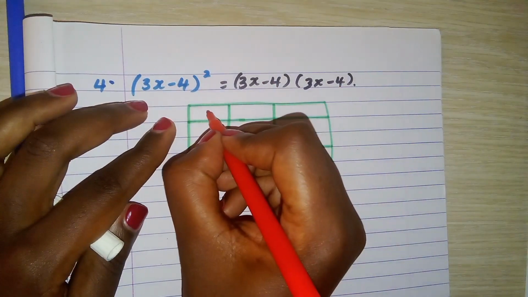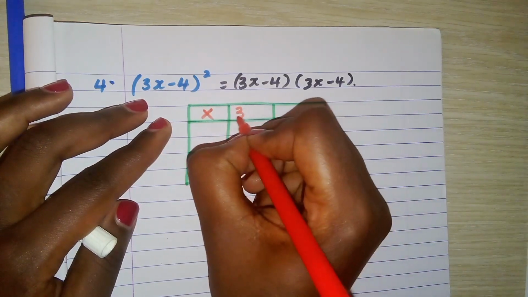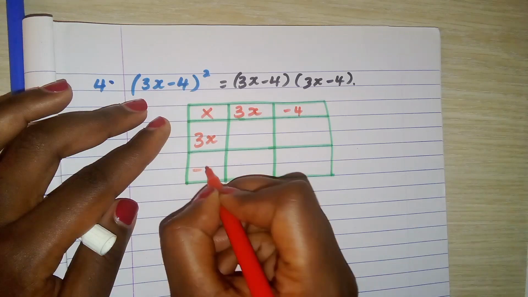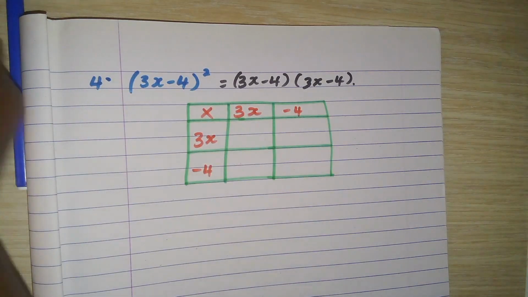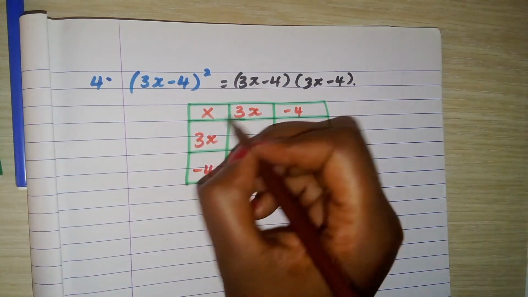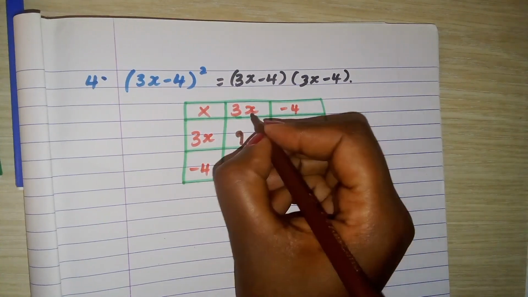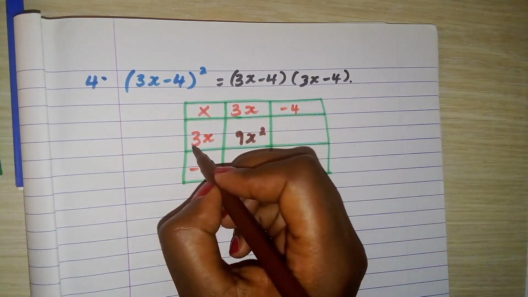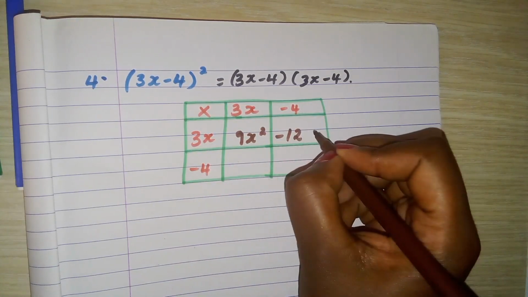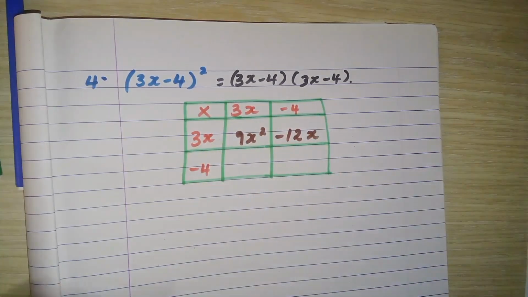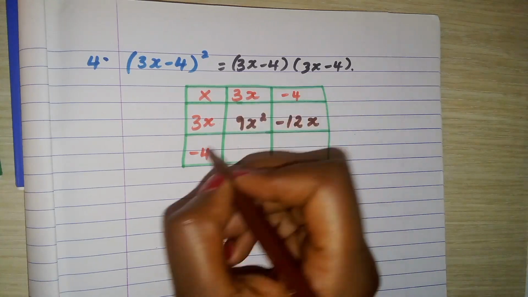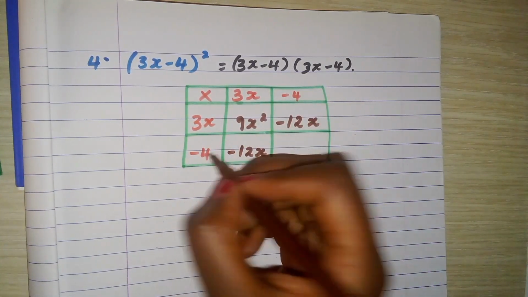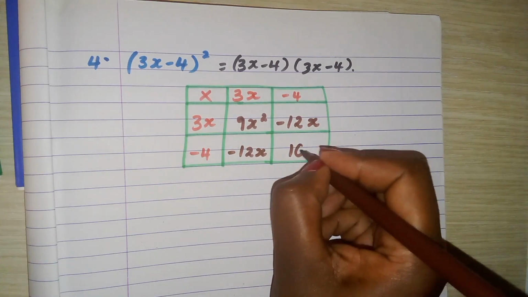So here we can write times, then you're doing 3x, negative 4, and another 3x, negative 4. So 3 times 3 is 9. X times x is x squared. Negative 4 times 3 is negative 12 times x, and then you put your x there. 3x times negative 4 would be negative 12x. Negative 4 times negative 4 is positive 16.